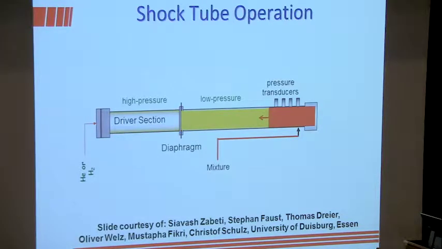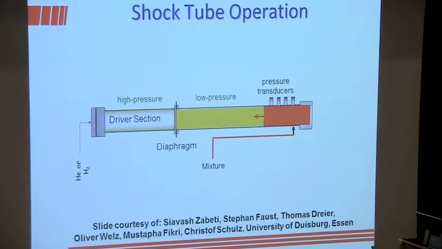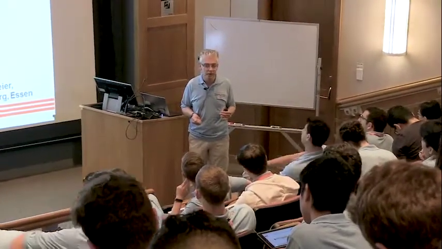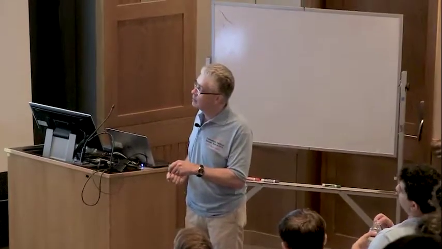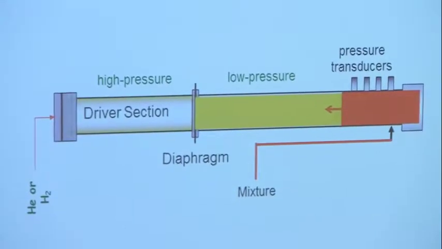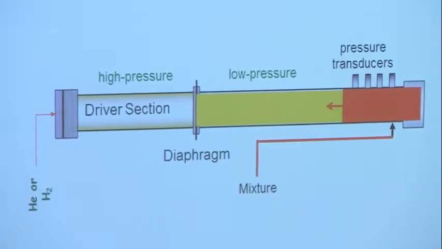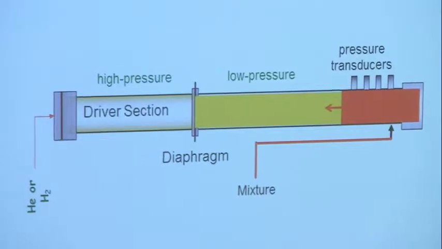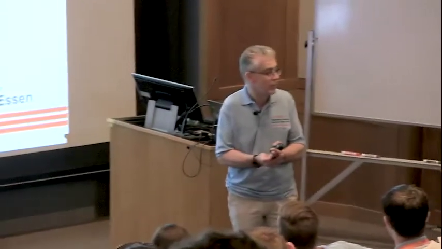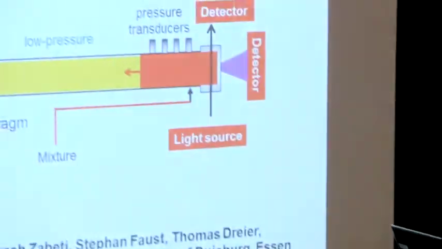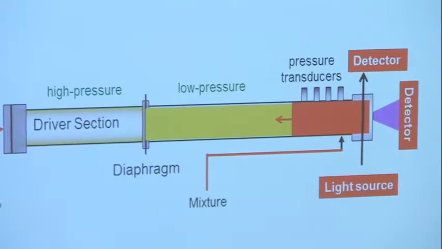And so if you want to analyze a gas behind the reflected shock wave, would you like to look at the gas here or here? Which would be best? At the end wall, as close to the end wall as possible, because your gas is at those ideal conditions for the longest. And so always in a shock tube, we analyze the gas here at the end wall, as close to the end wall as possible.